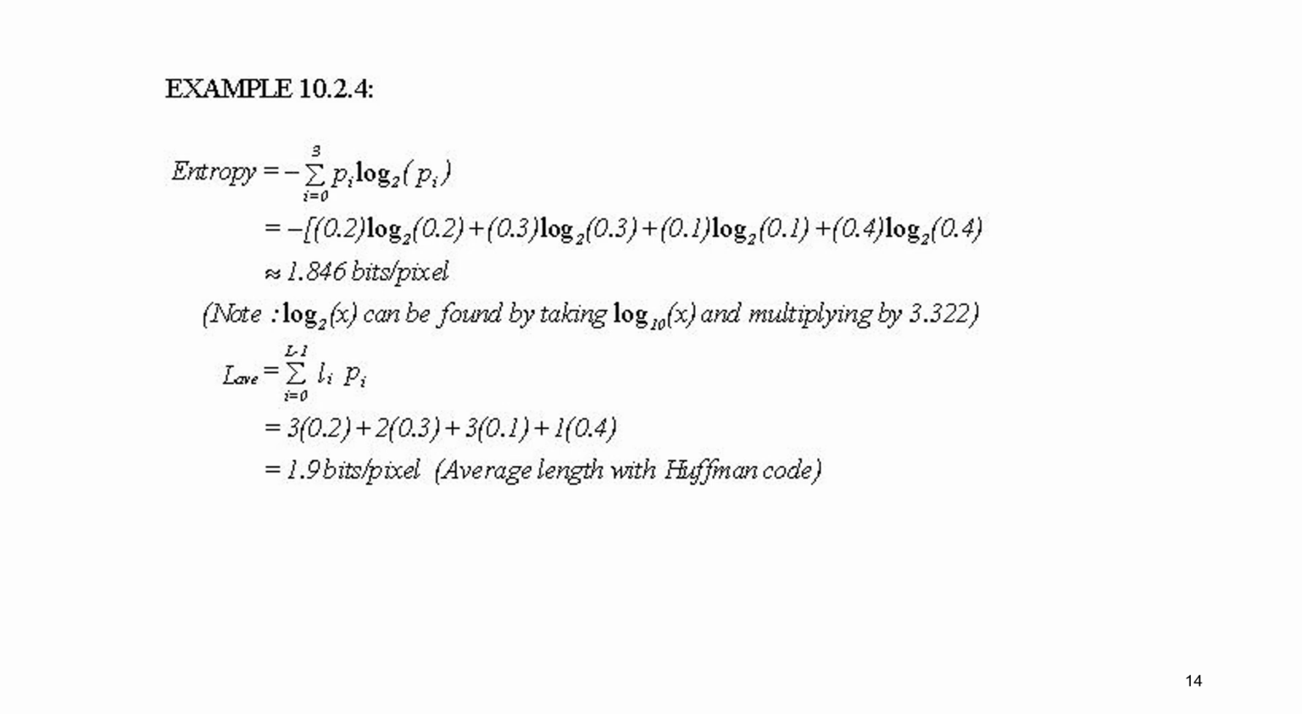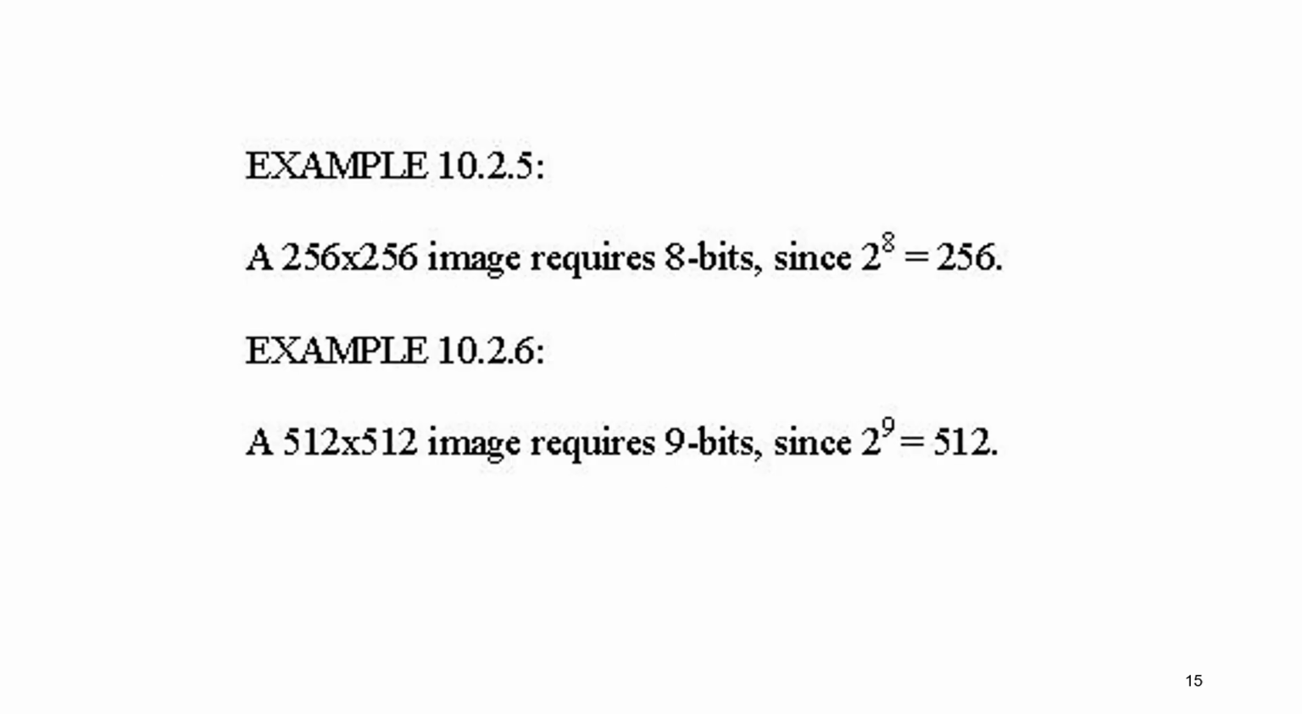Now the average length can be calculated by summation i equal to 0 to L minus 1 of L_i P_i. After substituting the values of the probability and the length, 1.9 bits per pixel is calculated as the average length of the Huffman code.